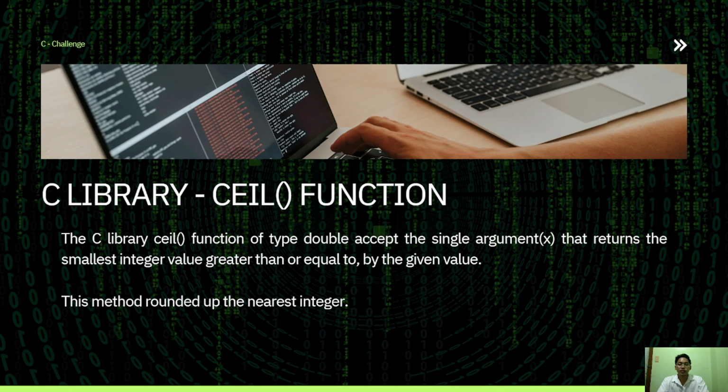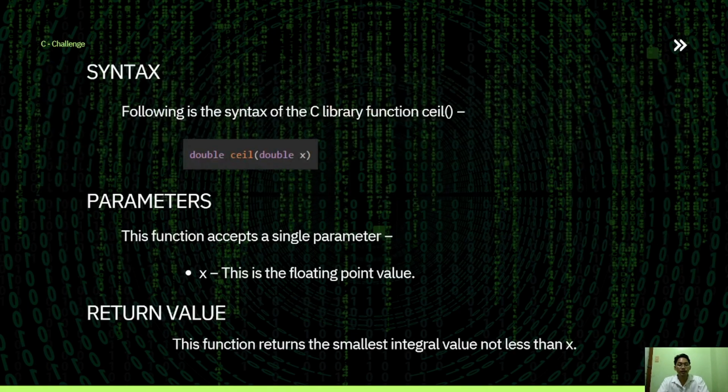C library ceil function. The C library ceil function of type double accepts a single argument x and returns the smallest integer value greater than or equal to the given value. This method rounds up to the nearest integer. The following is the syntax of the C library function ceil: double ceil(double x). This function accepts a single parameter x, which is the floating point value. It returns the smallest integral value not less than x.